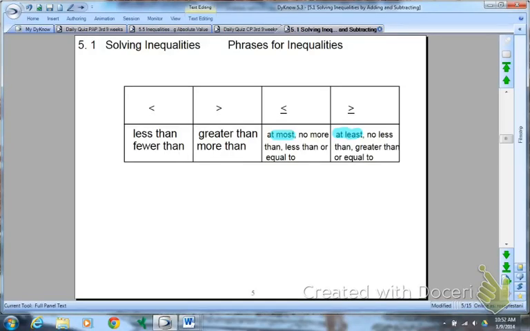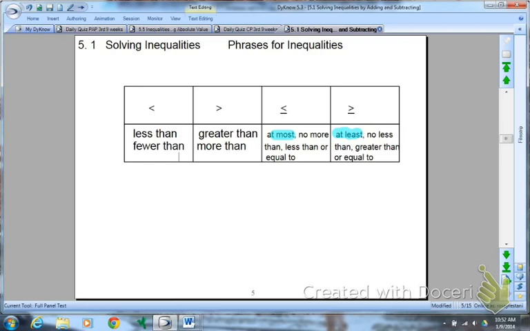Okay, continuing with section 5.1, solving inequalities. Phrases for inequalities. This is where y'all need to make sure you remember some of these phrases. And if you can't remember what something looks like, what something stands for, go back and look at this chart.